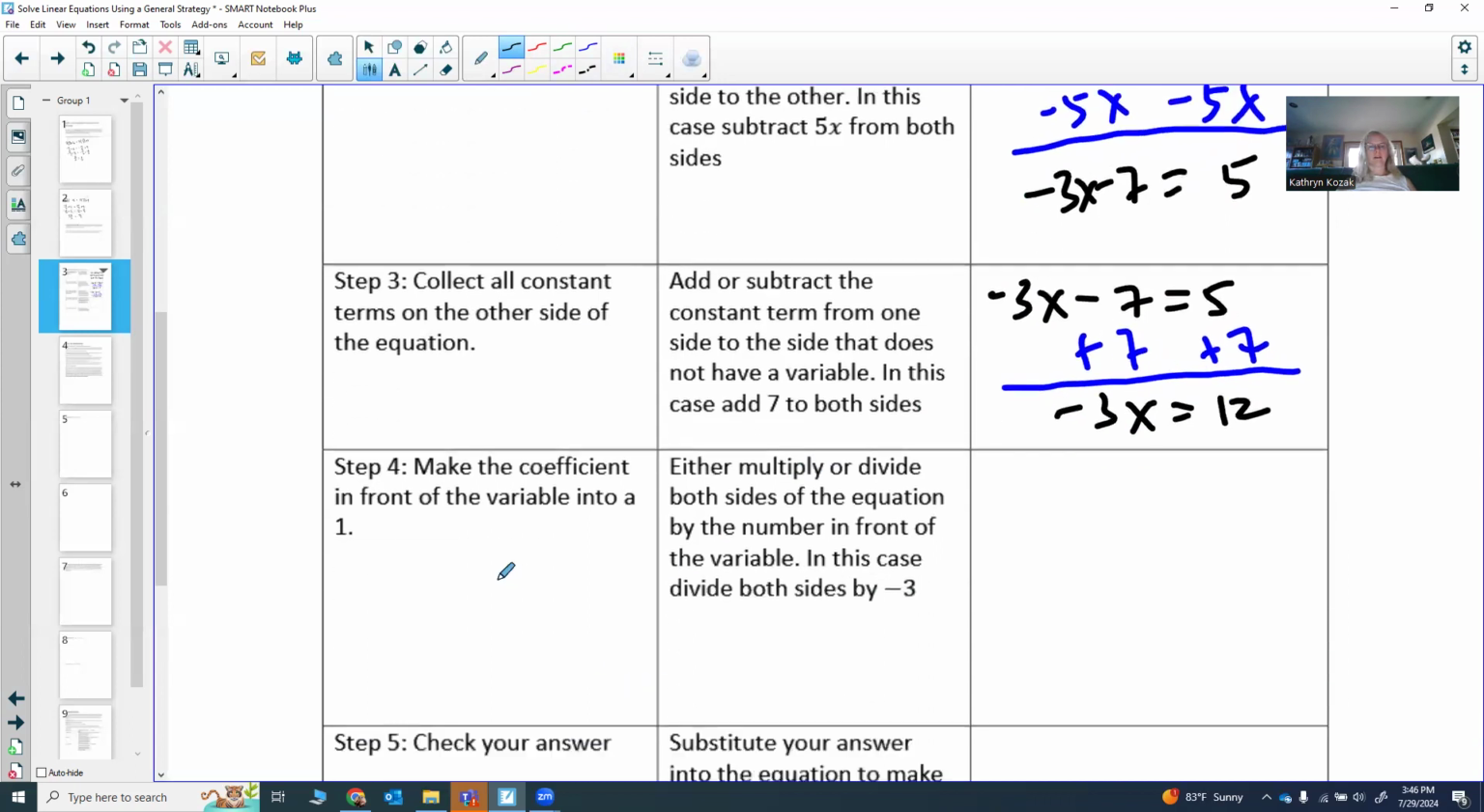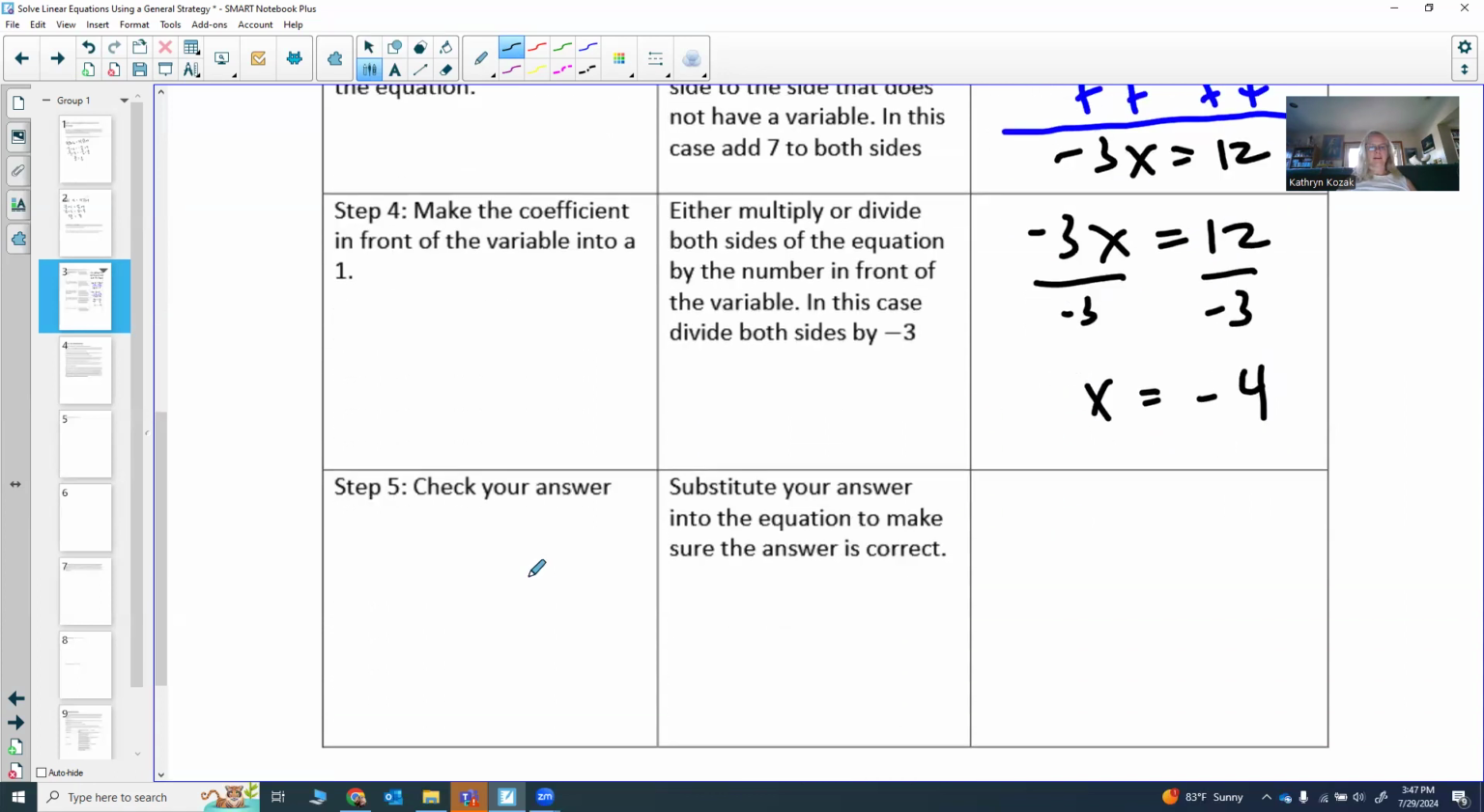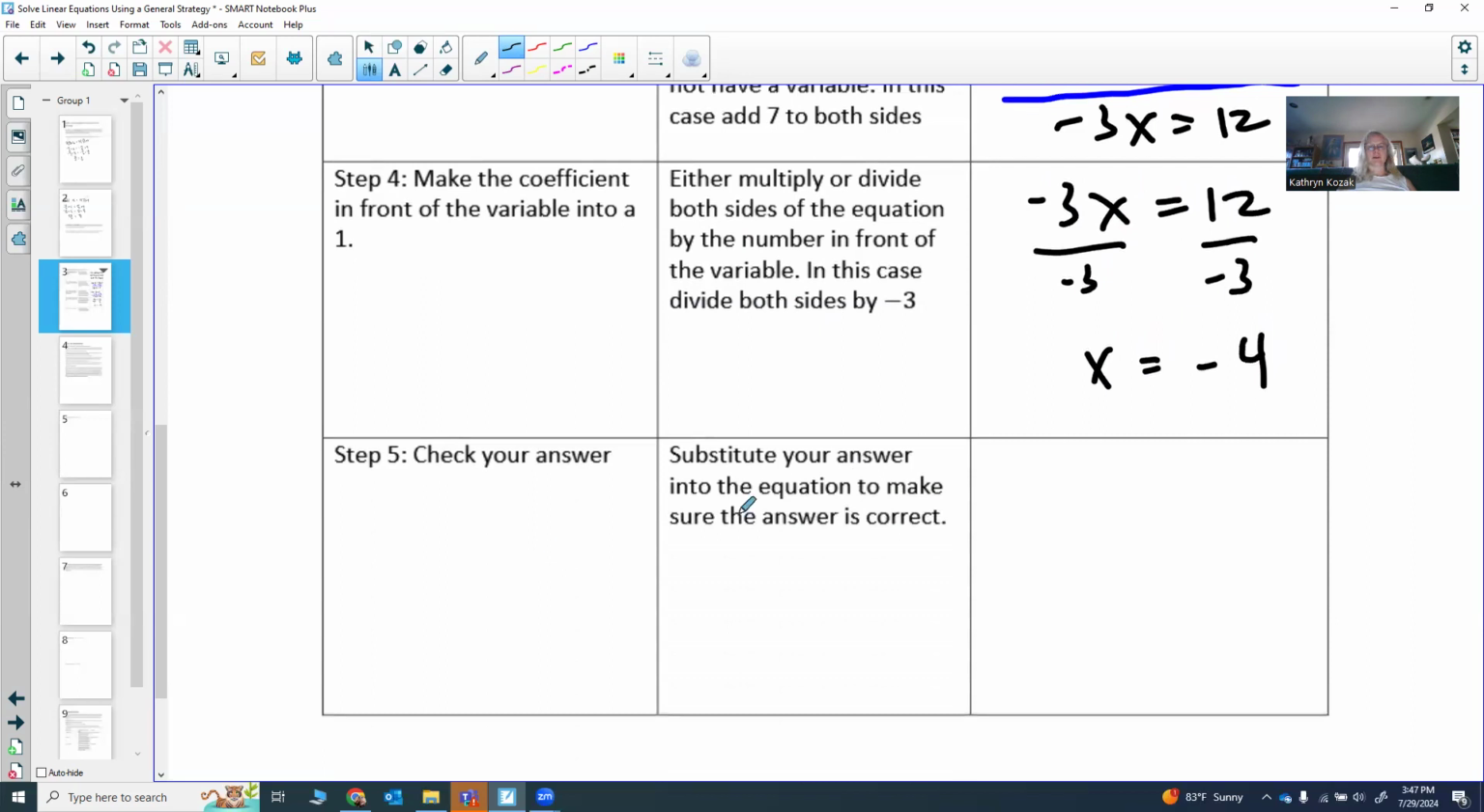Step 4, make the coefficient in front of the variable into a 1. Either multiply or divide both sides of the equation by the number in front of the variable. In this case, divide both sides by negative 3. So x is equal to negative 4. Step 5 is to check your answer. Substitute your answer into the equation to make sure the answer is correct.